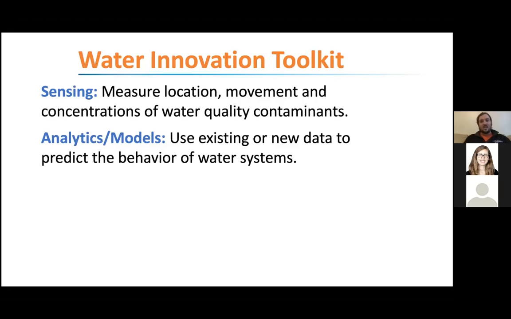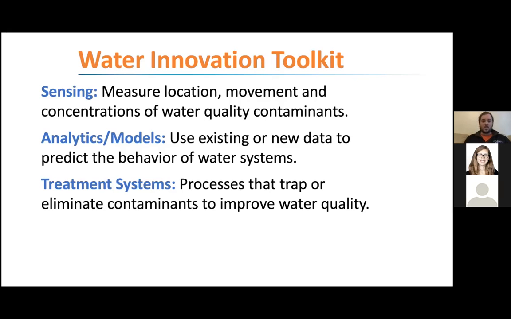challenges. Now I'll talk about two key solution types or tools we use to try and resolve water quality challenges. The first one is something that you all are probably at least somewhat familiar with, treatment systems. These are processes that trap or eliminate the contaminants that we're worried about and improve water quality.